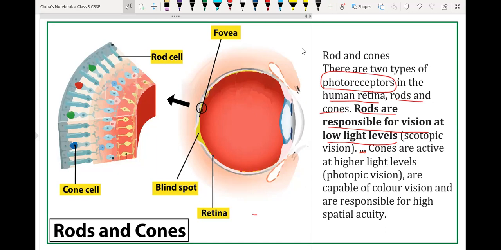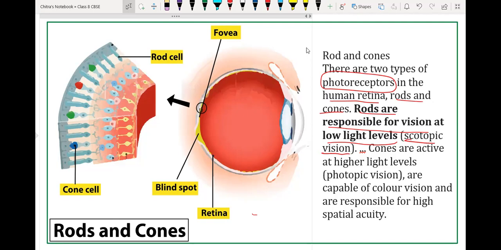So rods are responsible for vision at a low light level. When the light is very dim, at that time rod cells are responsible for forming the colored image of the object. And it is called scotopic vision.